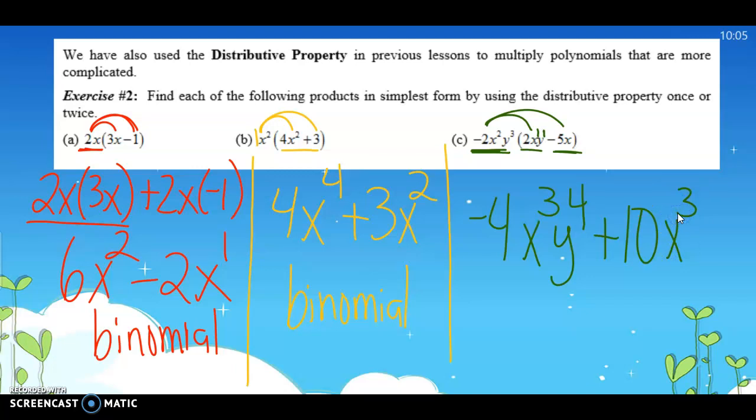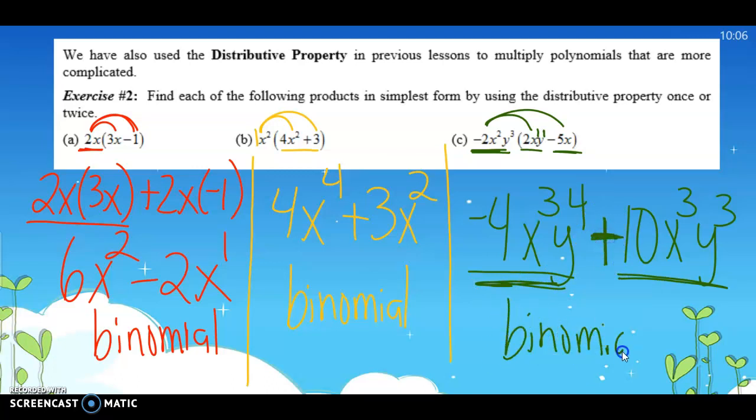And what do we do with the y? It doesn't have a friend. We bring it along anyways, right? So we bring it along for y to the third. It's got to go because we are distributing it to both terms. We end up with something that, wow, has 3 pieces in the front, 3 pieces in the back. But that doesn't make it a trinomial. It keeps it a binomial because there's only 2 pieces split up by 1 plus sign. So a binomial again. Okay?